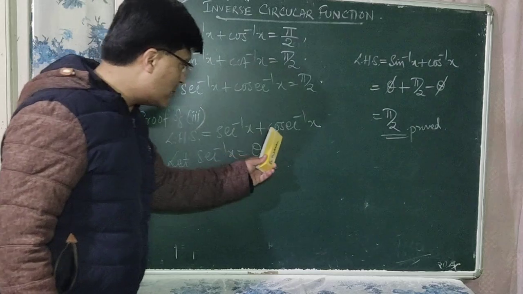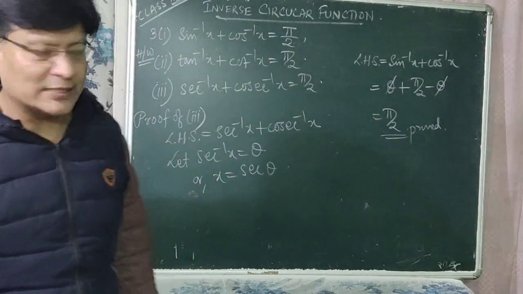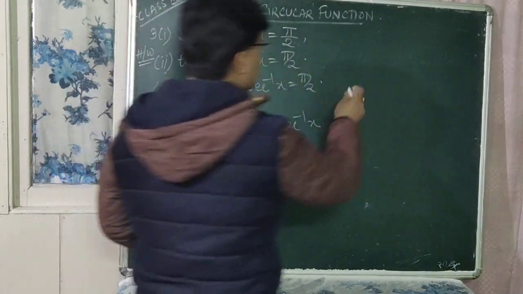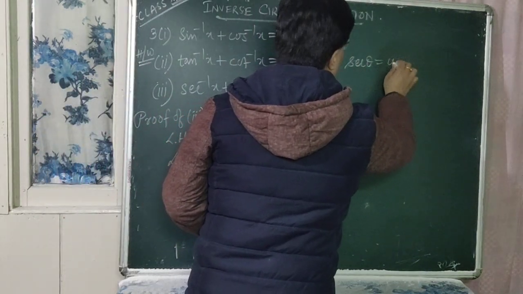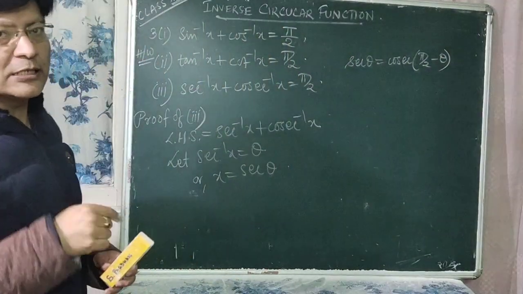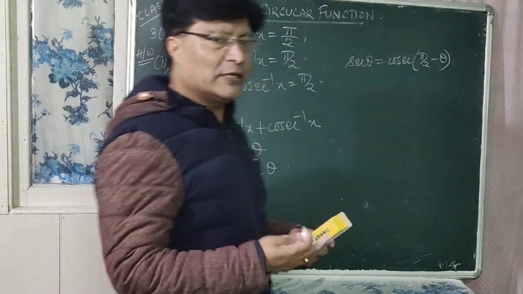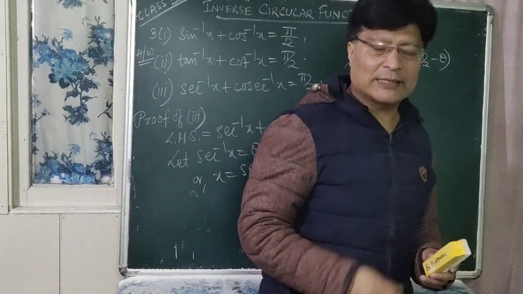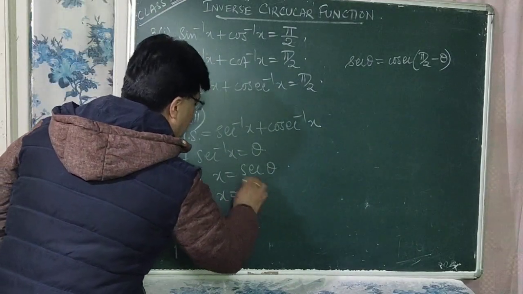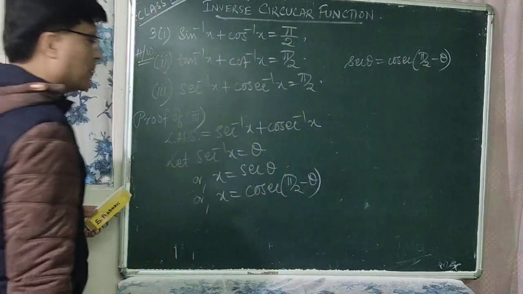Now since you have to get the value for cosec inverse x, convert this sec theta into cosec theta. Also you know the formula, isn't it? So what is sec theta in terms of cosec theta? Sec theta is equal to cosec 90 degree minus theta. 90 degree is written in terms of radian, that is pi by 2 minus theta. You know how to convert degree into radians and radians into degrees. You have done it in class 10, isn't it? So now x is equal to sec theta, that is cosec pi by 2 minus theta, right?